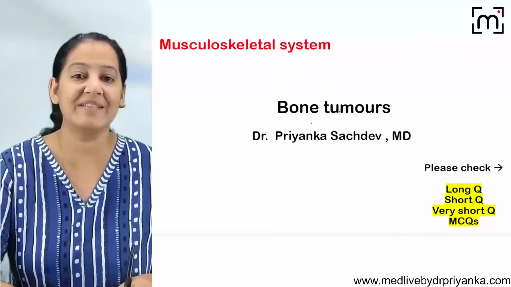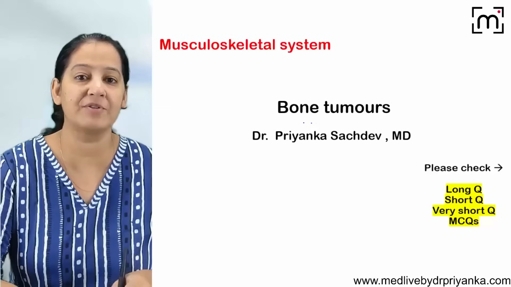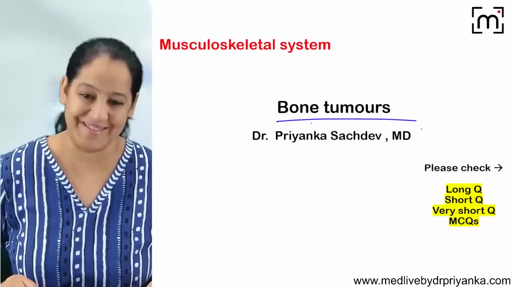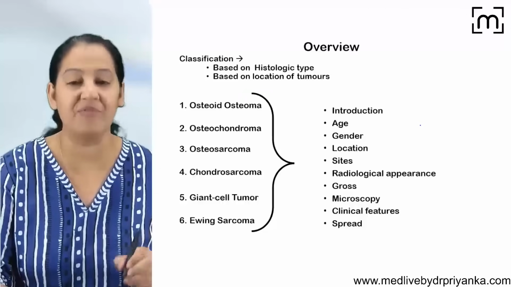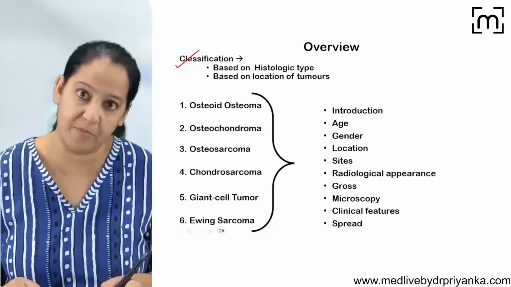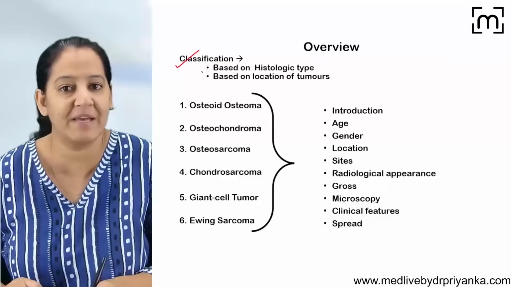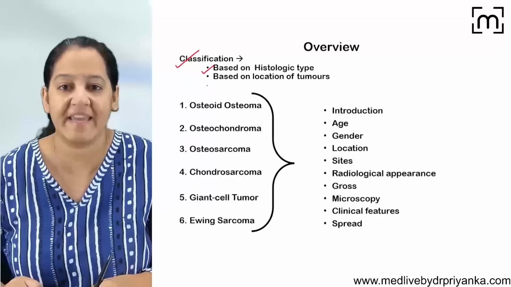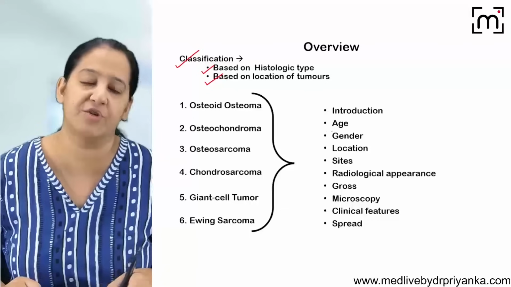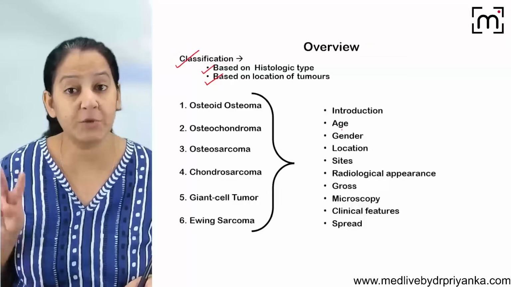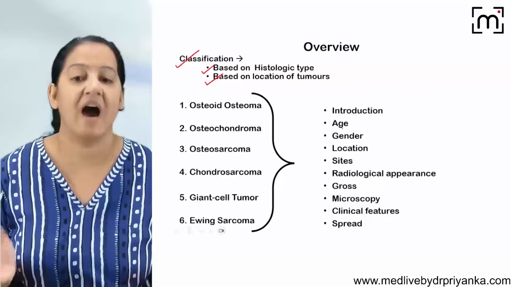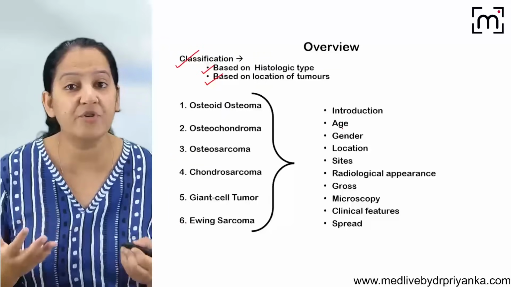So here you can see we are starting the topic, the ultra important topic, that is bone tumors. So in this session, first of all, I will let you know the classification of bone tumors. We will be studying 2 types of classification. First classification is based on histogenic type, and second classification based on the location of the tumor in the bone. So we will be discussing 2 types of classification of bone tumors. After that, we will start individual tumors one by one.